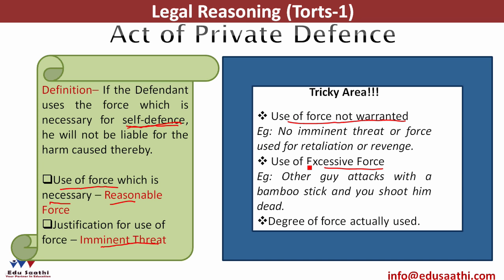The degree of force actually used was excessive. That person was hitting you with a bamboo stick, and the force you used was neither warranted nor proper. It was an excessive force used by you to stop a person who was attacking you with a bamboo stick, and you had shot him dead. So this is an unwarranted use of force and excessive use of force. The degree of force actually used would be taken into consideration while deciding whether the defense of private defense would be given to the person who is claiming that defense or not.